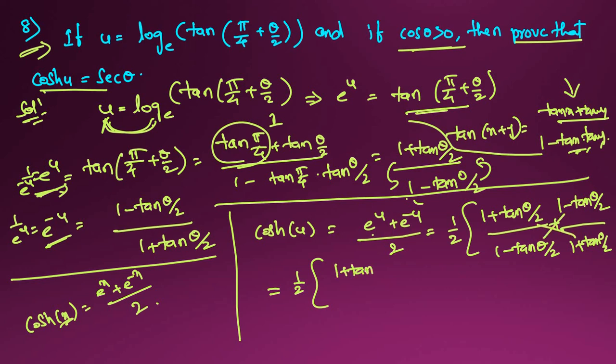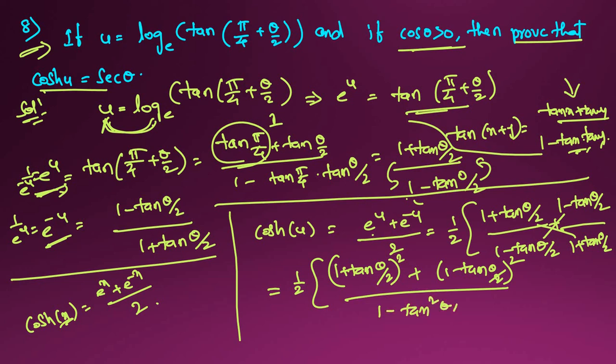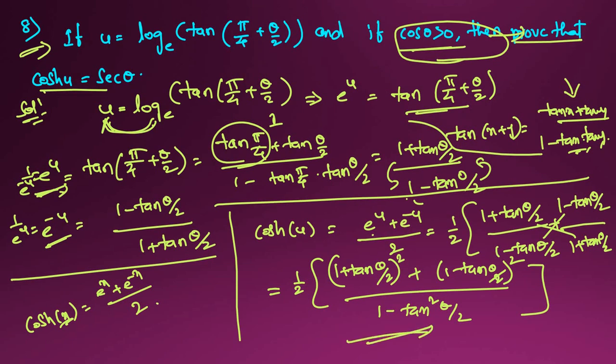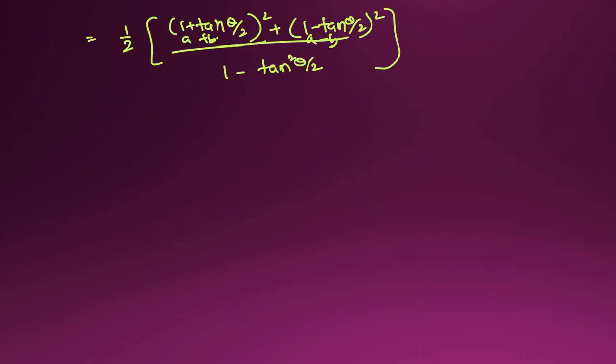1 plus tan theta by 2 whole square will come here, and plus 1 minus tan theta by 2 whole square will come here, divided by 1 square minus tan square theta by 2. Now here this is a plus b whole square and a minus b whole square. So I will write in the next page only. I will do it in a clear manner, I want to do it clearly for you.